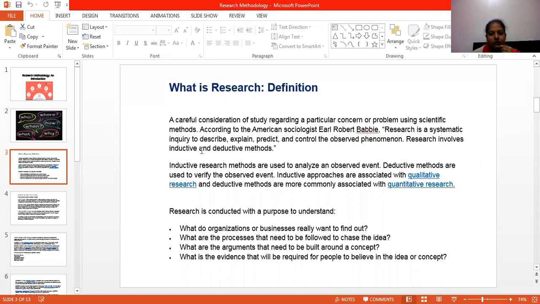Research involves inductive and deductive methods. Inductive research methods are used to analyze and observe events. Deductive methods are used to verify the observed event. Inductive approaches are associated with qualitative research, and deductive methods are more commonly associated with quantitative research.